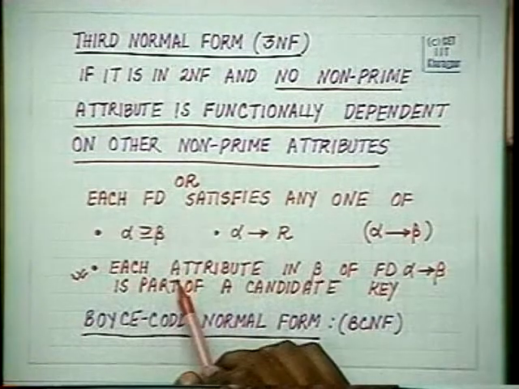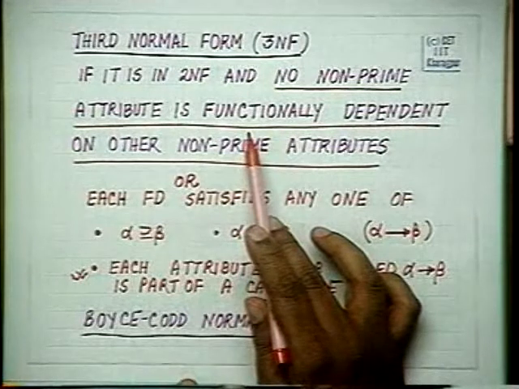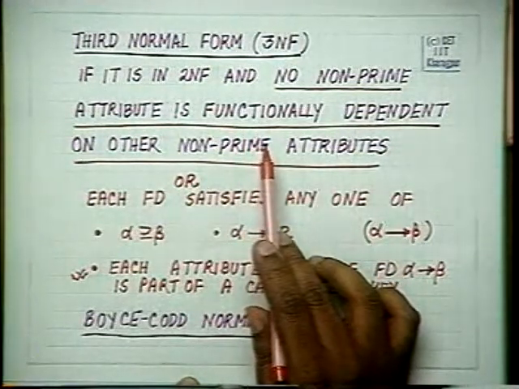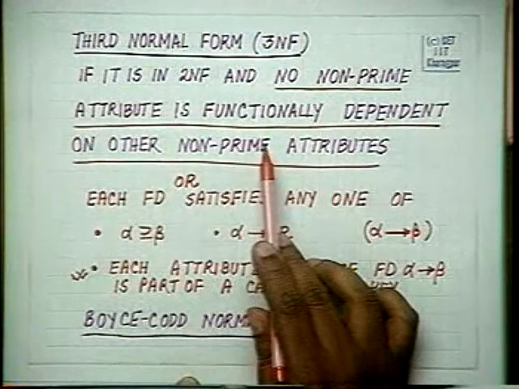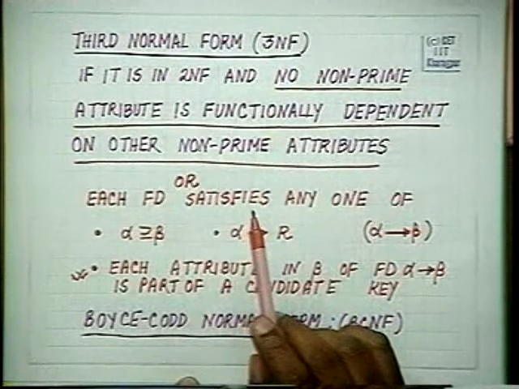And we saw that this is an equivalent definition of the original definition. But still we saw examples, especially the banker example if you recall, in which the third normal form still has got redundancies.